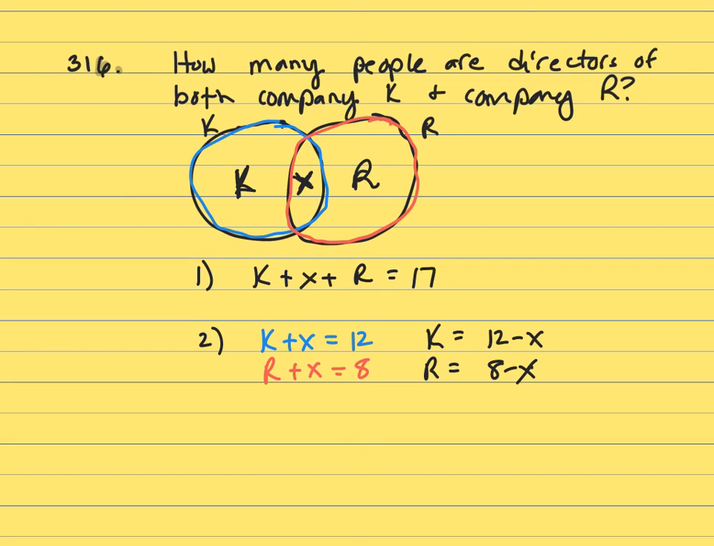And then if you plug both of these back into this equation, I'll do that down here at the bottom. K is 12 minus X plus X. That's that plus X right there. Plus R, which is 8 minus X, equals 17. And you can solve this equation for X, and that will give you the number of directors that are both for company K and company R. So your answer is C.